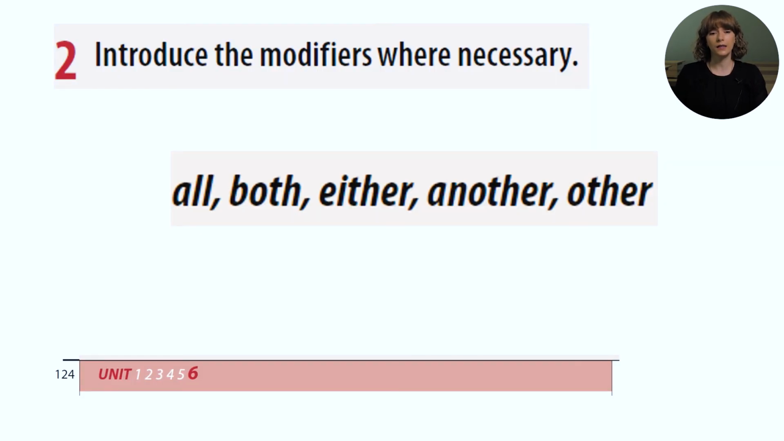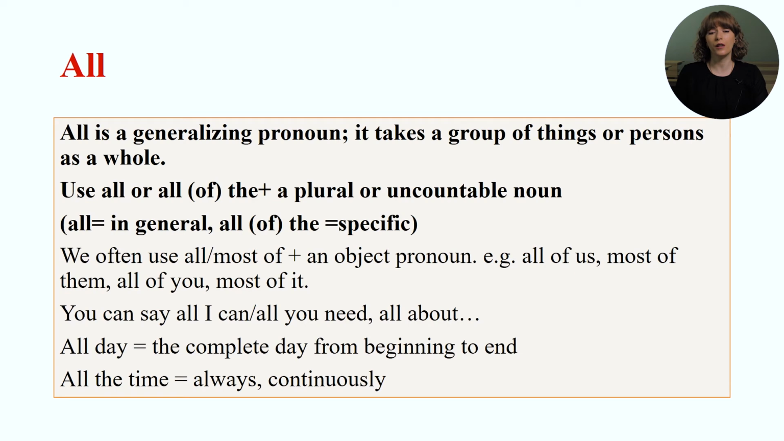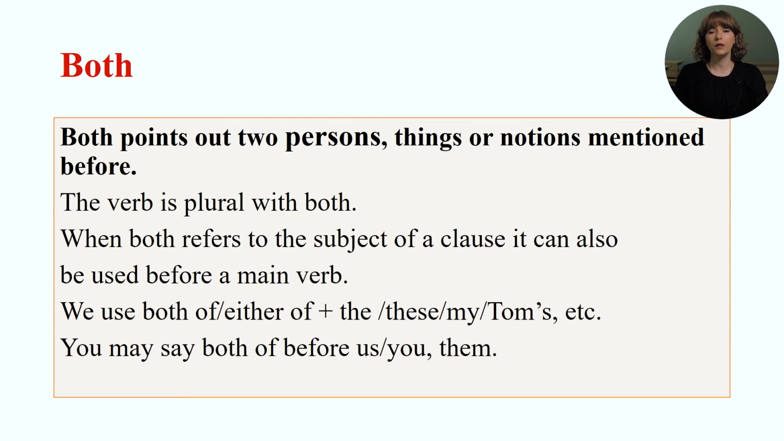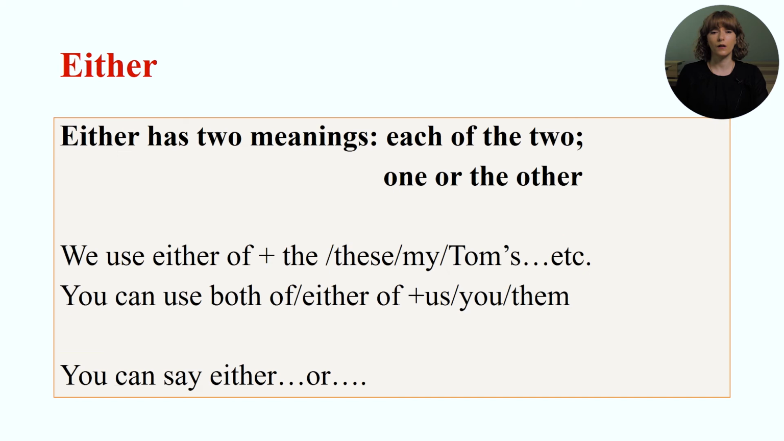In the next exercise, we will revise the usage of the modifiers. All is a generalizing pronoun. It takes a group of things or persons as a whole. Both points out 2 persons, things or notions mentioned before. Either has 2 meanings: each of the 2, and one or the other.